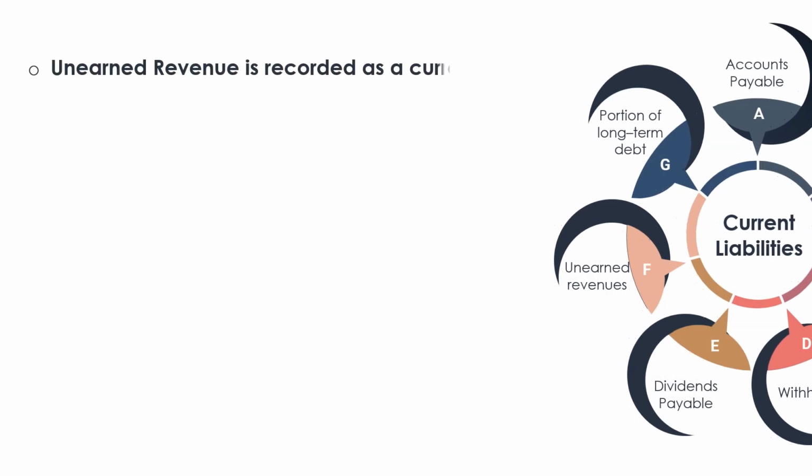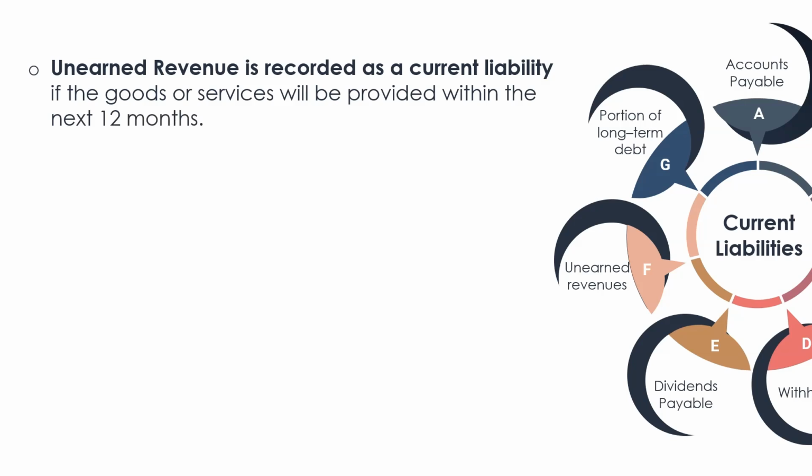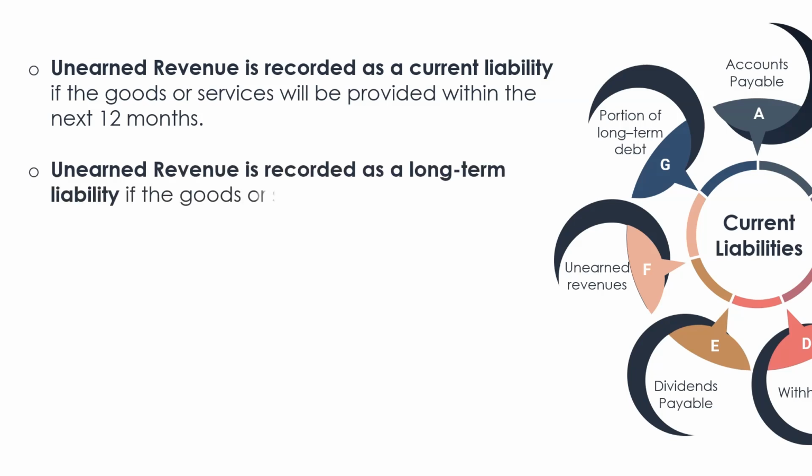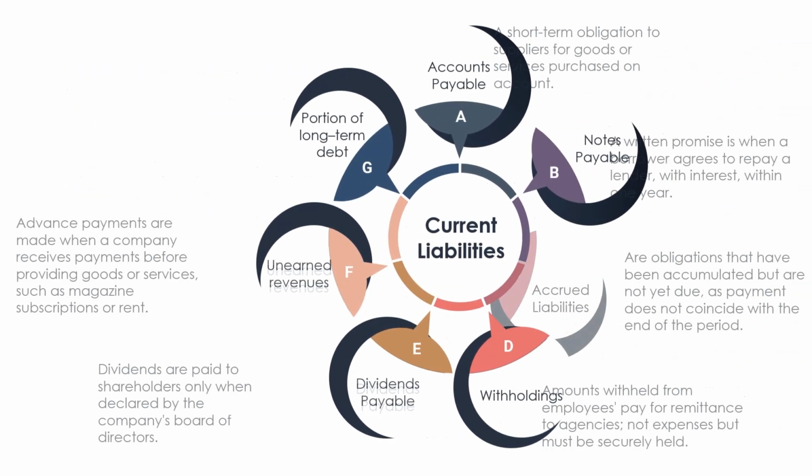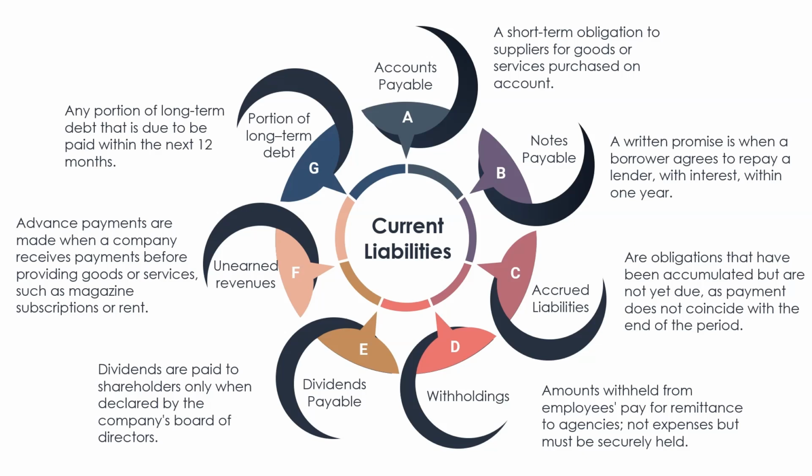Unearned revenue is recorded as a current liability if the goods or services will be provided within the next 12 months. It is also recorded as a long-term liability if the goods or services will be provided more than 12 months in the future. The portion of long-term debt refers to the segment of long-term debt scheduled for repayment within the next 12 months. This amount must be reported under current liabilities.